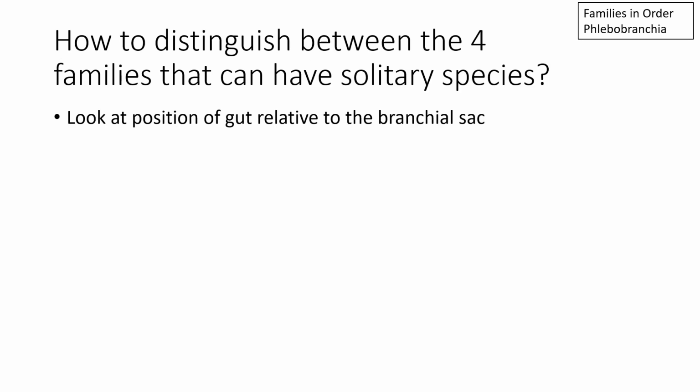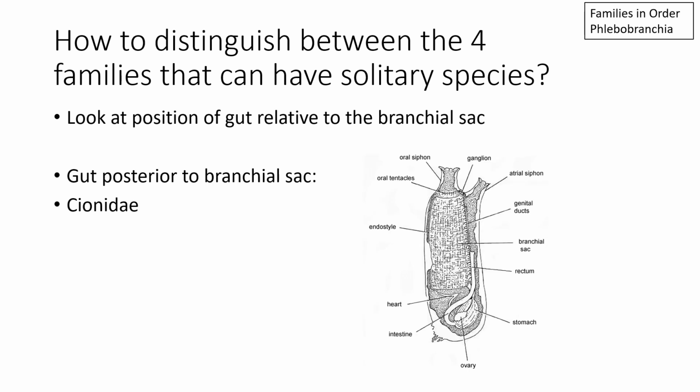I'd like to talk now about how to distinguish between those 4 families that can have solitary species. And the goal here is to look at the position of the gut or intestine relative to the branchial sac. So gut and intestine would be referring to the same structure here. If the gut is posterior to the branchial sac, posterior meaning further down on the animal, away from the oral and atrial siphons, the family will be Sionidae.